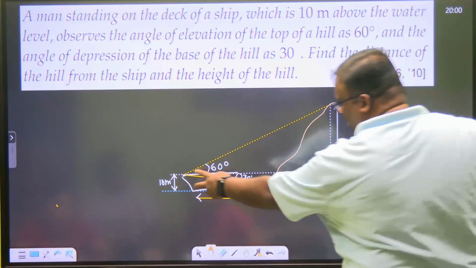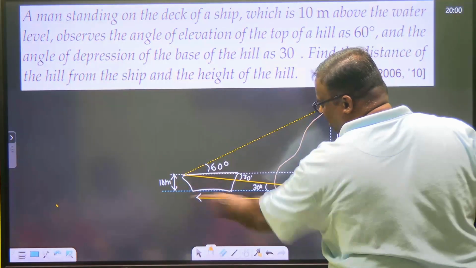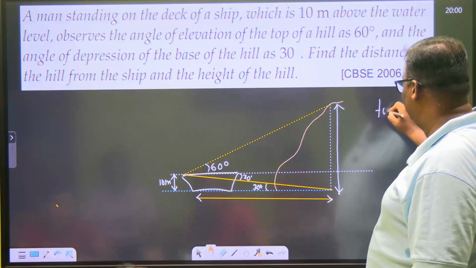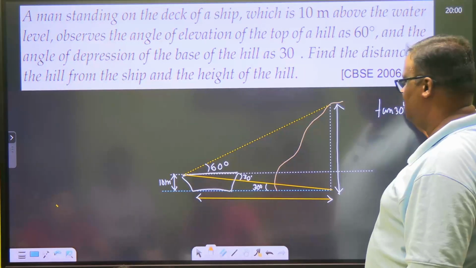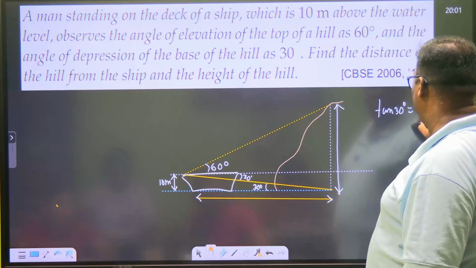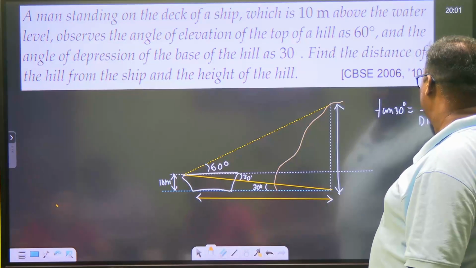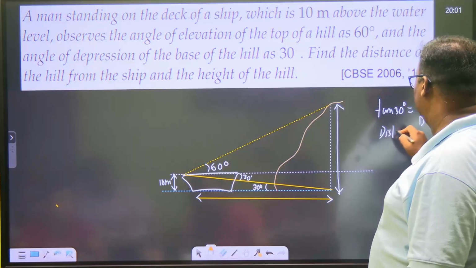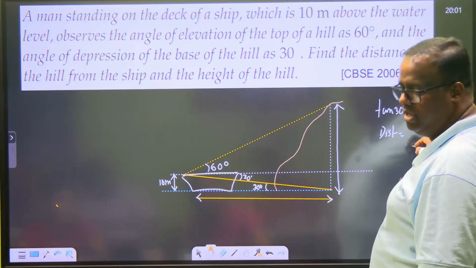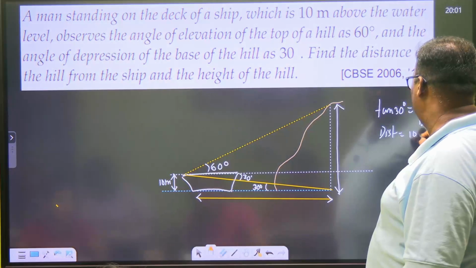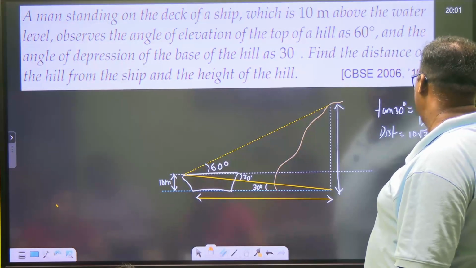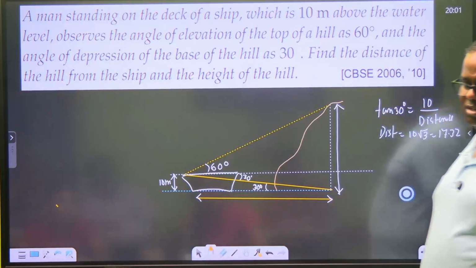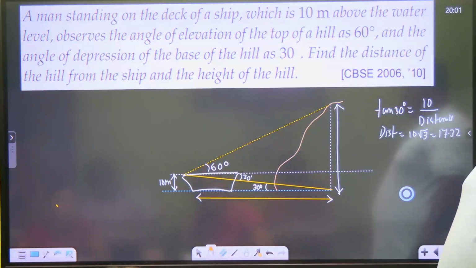Once you know 10 meters and once you know 30 degrees, don't you know what this distance is? Nonsense, you people are. Tan 30 is equal to 10 divided by distance. Yes or no? So what is the distance? The distance is 10 divided by 1 by root 3. So it will be 10 root 3, which is equal to 17.32. So this distance we have already calculated. It's an easy problem.